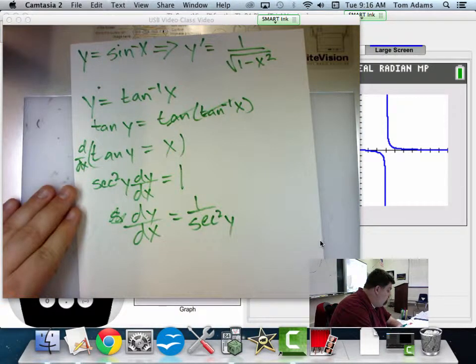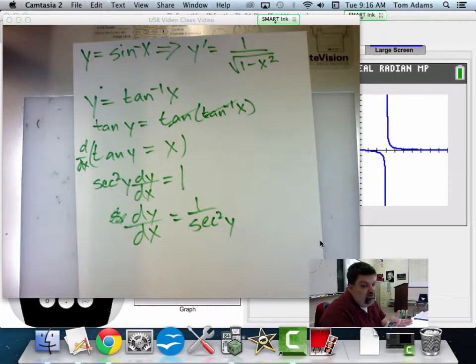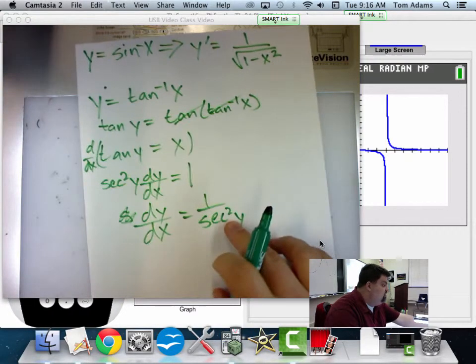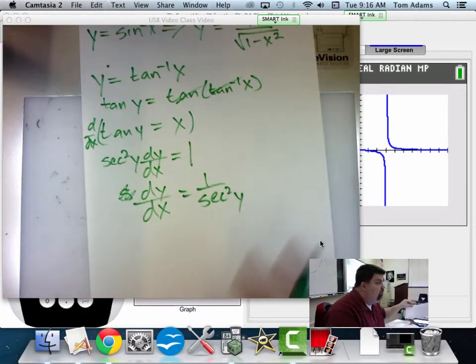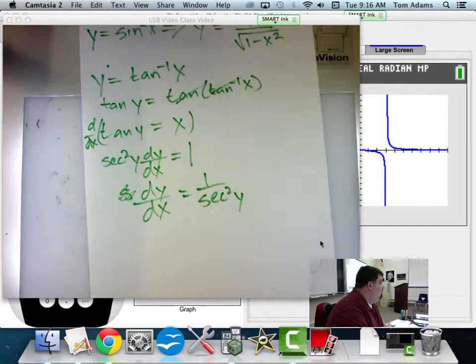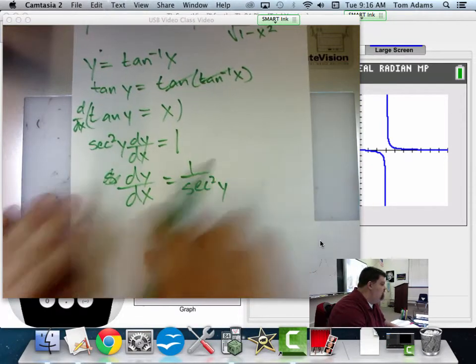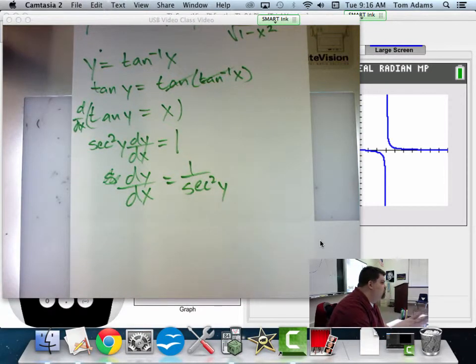Now, what does that mean? Well, believe it or not, we would address this issue like we did on the last one. We've got secant of y squared, and we would love to have that something in x. So we're going to have to do some substitution. Now, whenever you see a trig function squared, automatically think in your head Pythagorean identity.